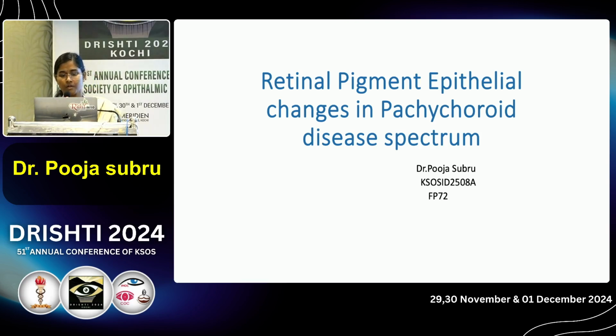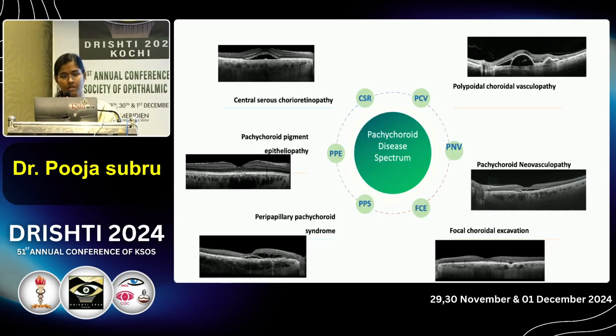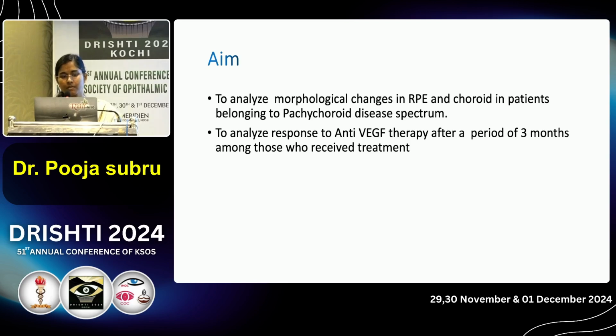Good afternoon. My study is on the topic retinal pigment epithelial changes in pachychoroid disease spectrum. Pachychoroid is considered when, in the presence of pachy vessel, subfoveal choroidal thickness exceeds 300 micron or an extrafoveal focus has choroidal thickness more than subfoveal choroidal thickness by 50 microns. So these are various entities: central serous chorioretinopathy, pachychoroid pigment epitheliopathy, polypoidal choroidal vasculopathy, pachychoroid neovasculopathy, peripapillary pachychoroid syndrome, and focal choroidal excavation. The aim of our study is to analyze the morphological changes in RPE and choroid in patients belonging to pachychoroid disease spectrum and to analyze the response to anti-VEGF therapy after a follow-up period of 3 months.